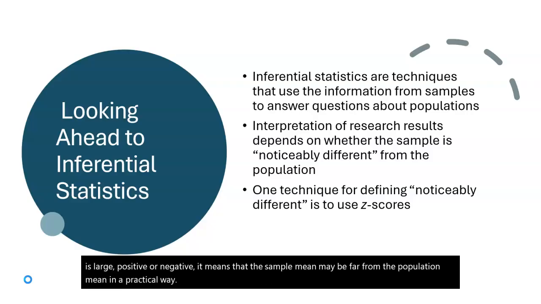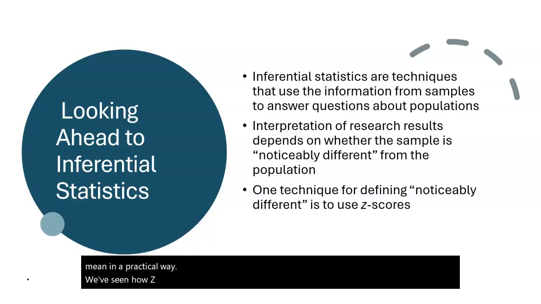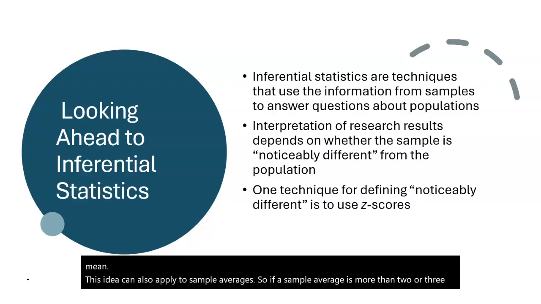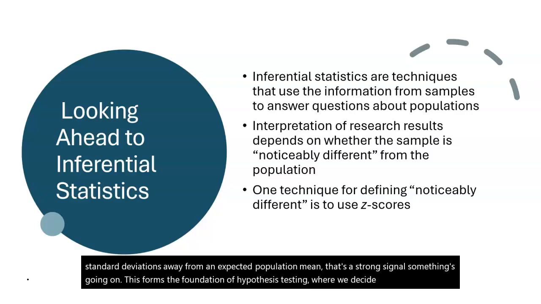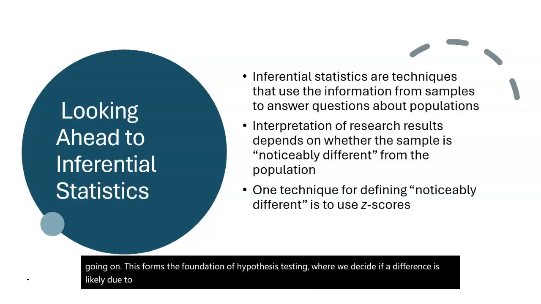We've seen how z-scores locate an individual score relative to the population mean. This idea can also apply to sample averages. So if a sample average is more than 2 or 3 standard deviations away from an expected population mean, that's a strong signal something's going on. This forms the foundation of hypothesis testing, where we decide if a difference is likely due to random variation or if it indicates a real difference in the population.